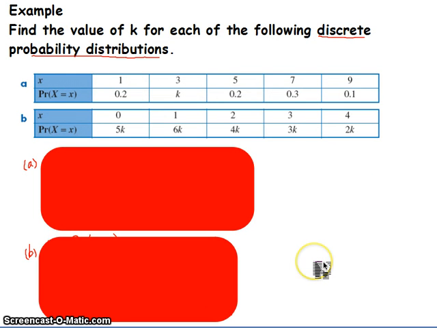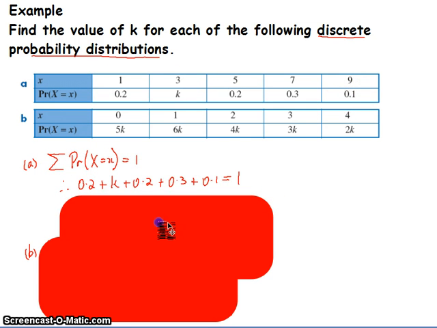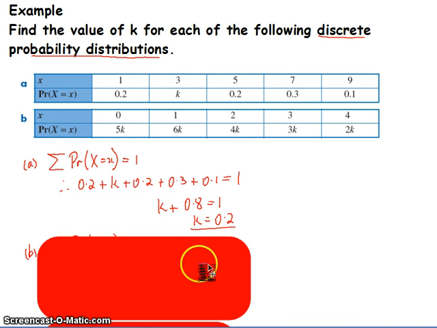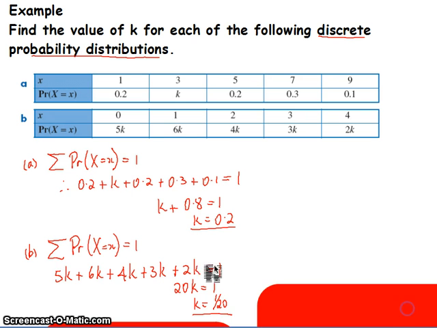Here we have to find the value of k in these discrete probability functions. So given that they are discrete probability functions, that means that the probabilities sum to 1. So for A, if the probabilities sum to 1, then if we add them all up, including k, we can solve very simply for k that it's 0.2. Now for B, we can do the same sort of thing. We know that these probabilities add to give 1. So given that these all add to give 1, we can set up our equation and solve for k, which is 1/20.